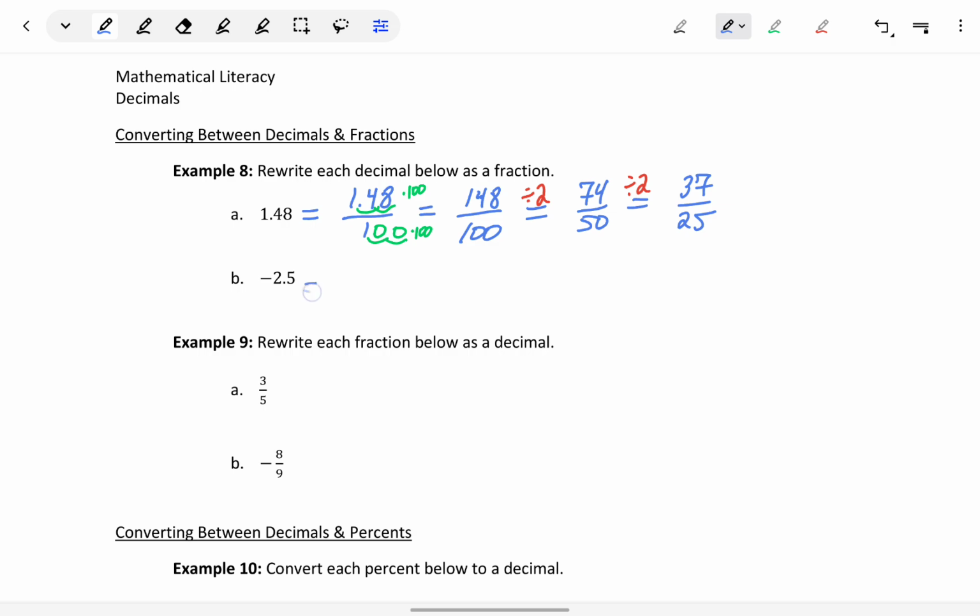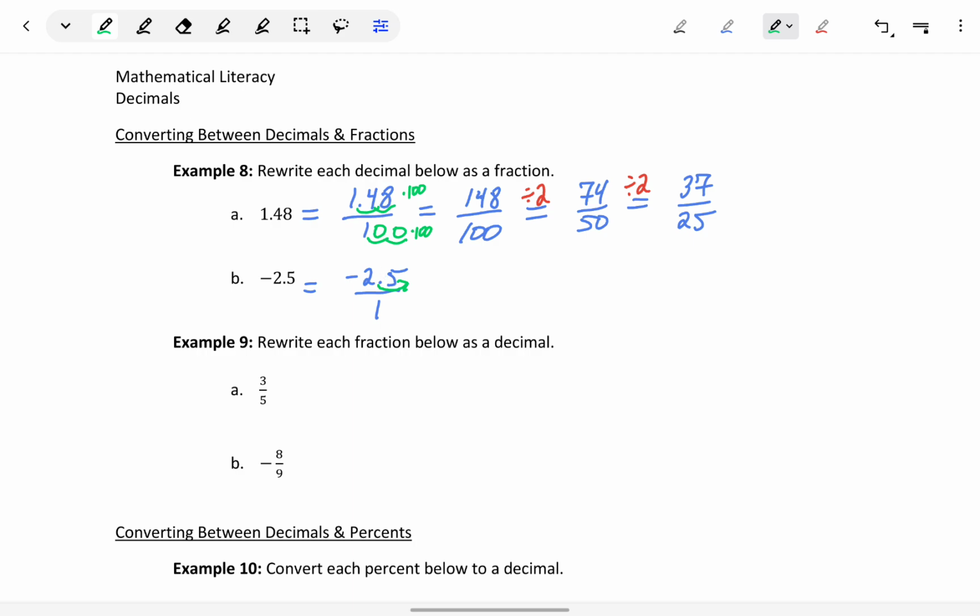If we're doing the same thing but with a negative value, the only thing that changes is that we maintain that negative with either the numerator, the denominator, or out in front of the fraction. We want to avoid applying the negative sign to both values though, to both the numerator and denominator. So we'll write this as negative 2.5 over 1. And then we'll look at shifting that decimal place in the numerator until we have an integer value, which in this case will be negative 25.